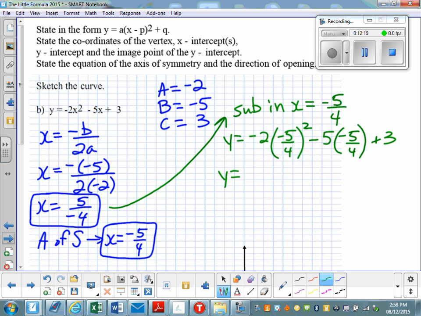Okay, so I need to square each number in the bracket there. So -5 squared is going to be 25, and 4 squared will be 16. If I multiply these together, I'm going to get positive 25 over 4. Remember, this -5 has a 1 underneath it, and I multiply straight across there, so that's how I get 25 on the top and 4 on the bottom. So it's going to look like that.